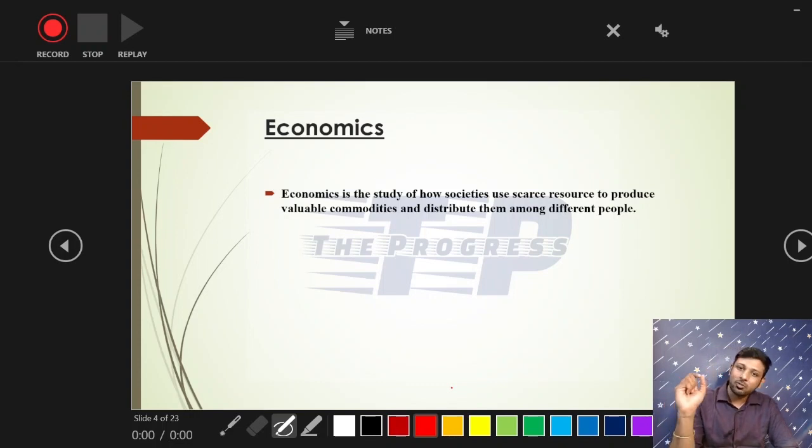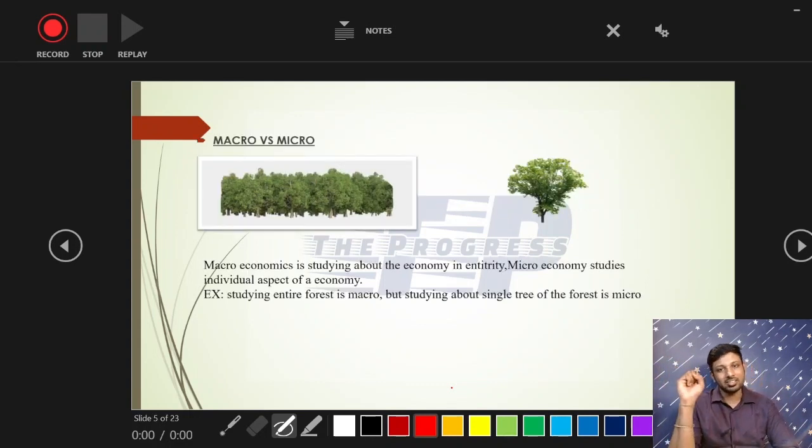Consider you and your friend are going to a garden with a total of 10 trees. After coming back from the garden, in the house, you both are discussing the trees. During the discussion, your friend can tell only about one tree. Although he saw all 10 trees, he observed only one tree, so he can talk only about that one tree. On the other hand, you can explain all 10 trees. So your view is macro. Your friend's view is narrow, or micro.